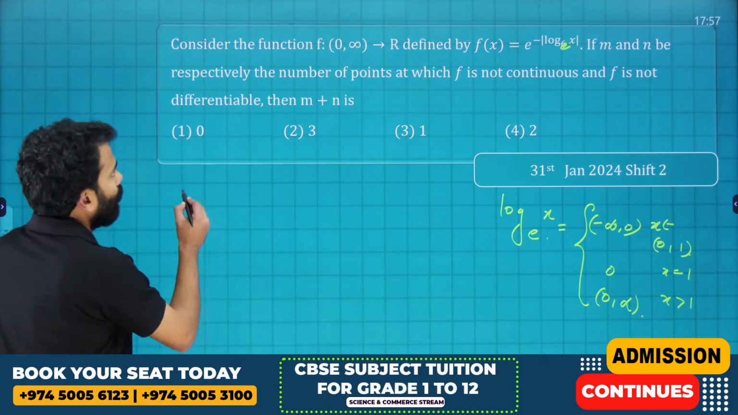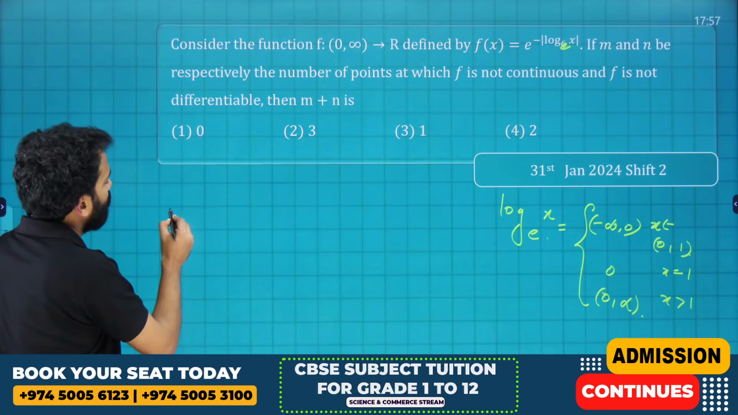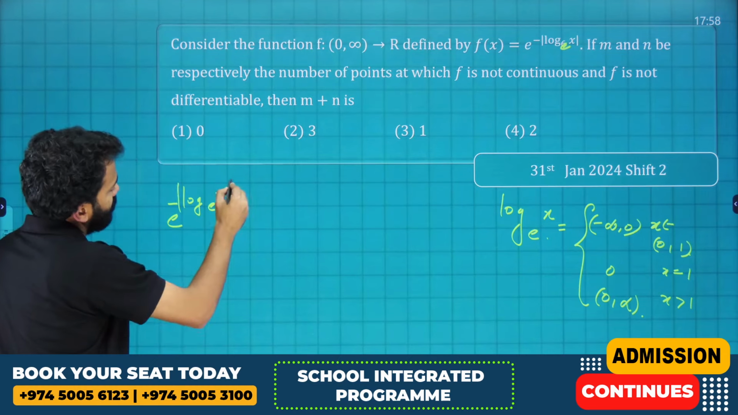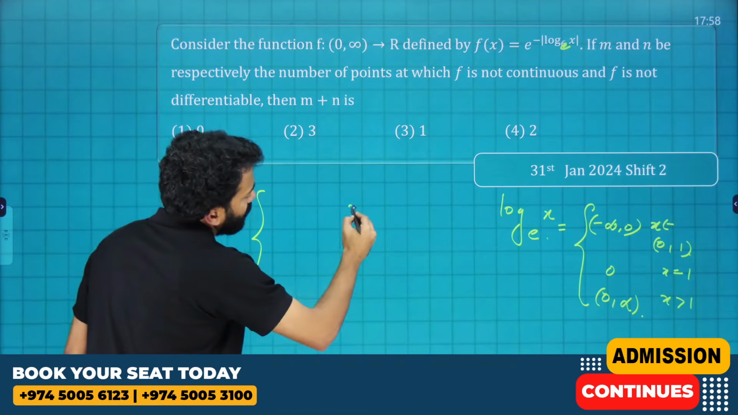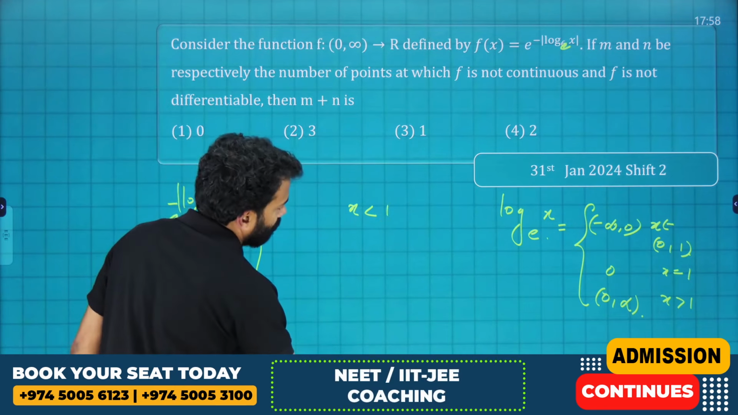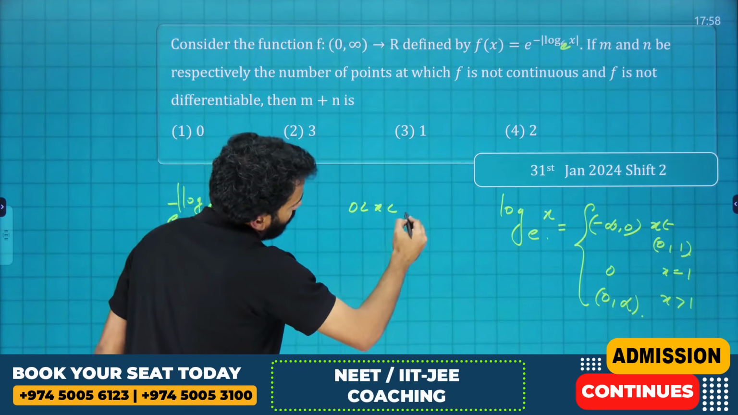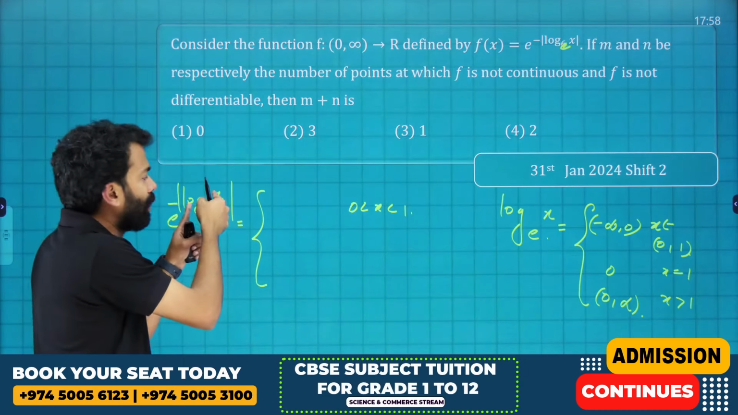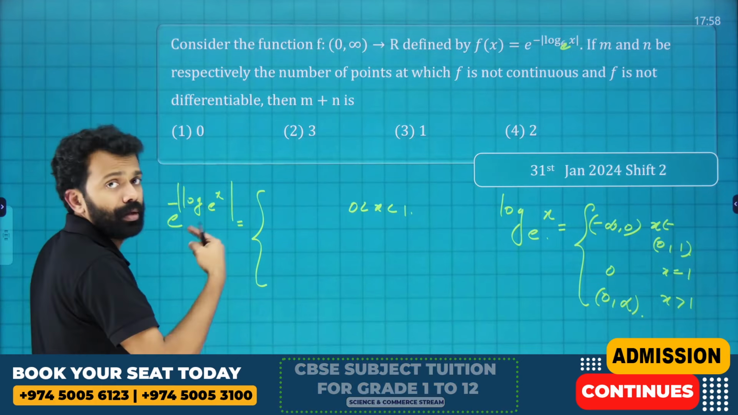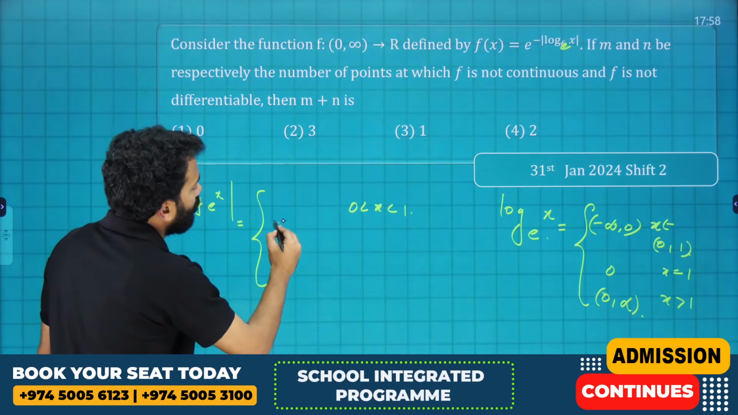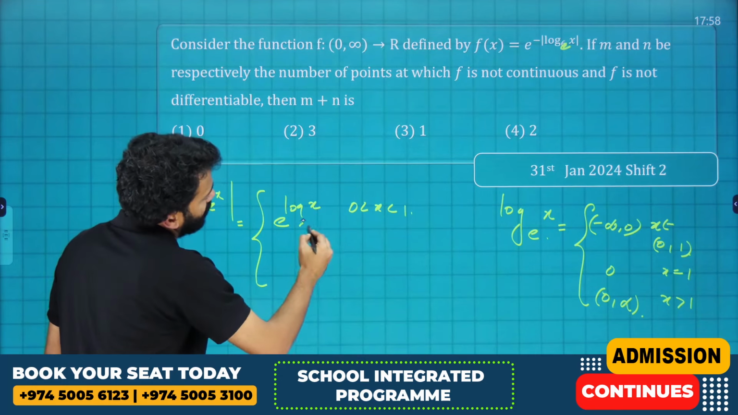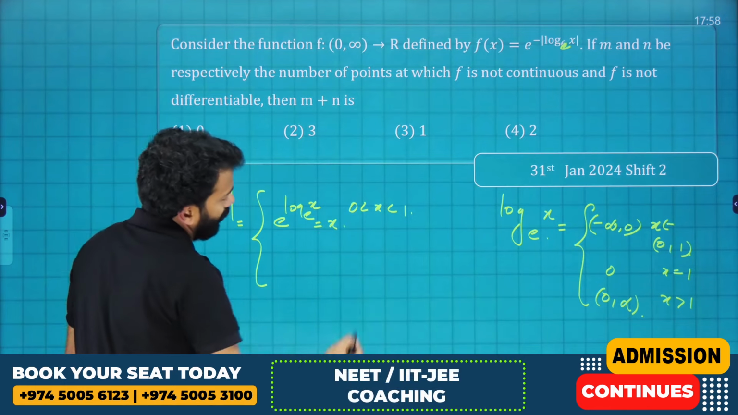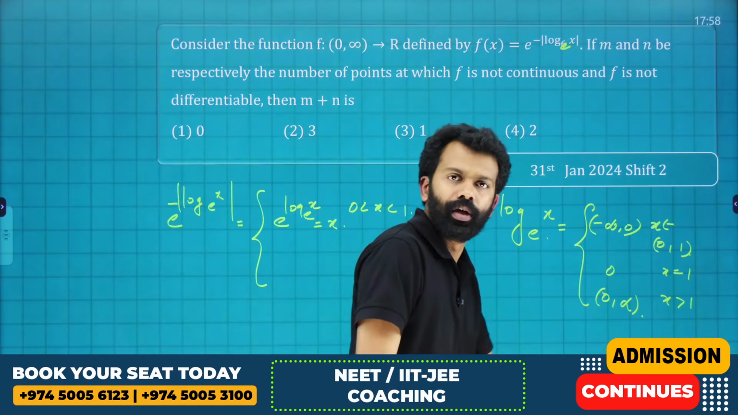So f of x is equal to e raised to minus log x to the base e, with the modulus here. For x less than 1, that is, x lying between 0 and 1, what is the value inside the modulus? It will be negative. Therefore, that negative and this negative become positive. Therefore, it will be e raised to log x to the base e, and that is equal to x. e raised to log x to the base e is equal to x.